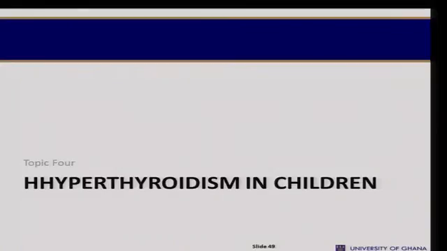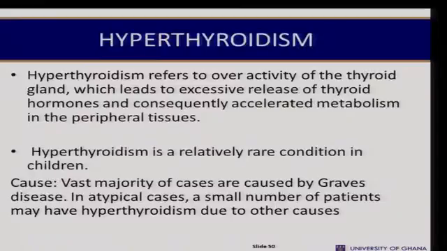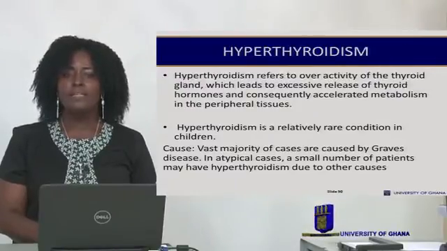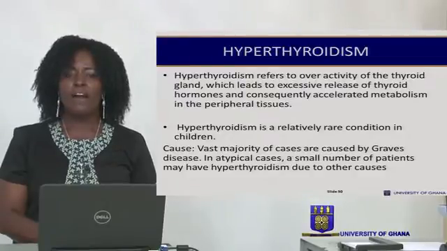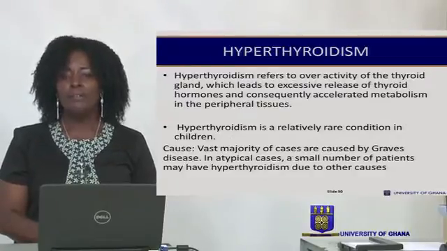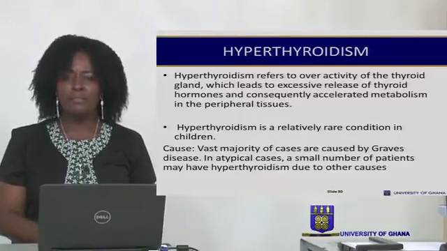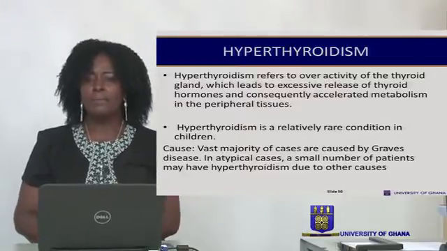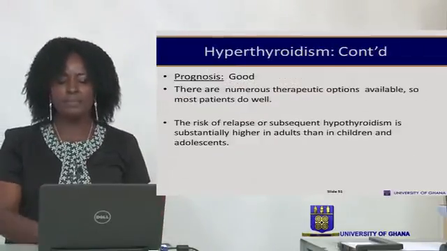Now we'll look at our third topic, which is hyperthyroidism in children. Hyperthyroidism refers to overactivity of the thyroid gland, which leads to excessive release of thyroid hormone and consequently accelerated metabolism in peripheral tissue. Hyperthyroidism is rare in children, so most of the time when this happens, it is as a result of Graves' disease.